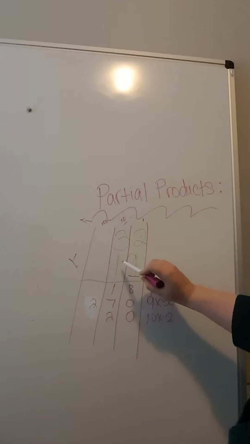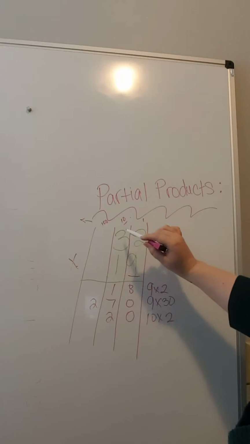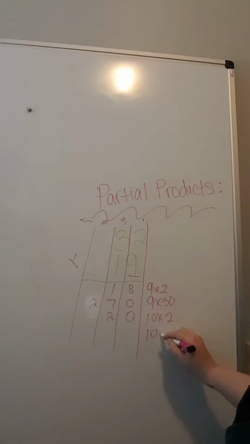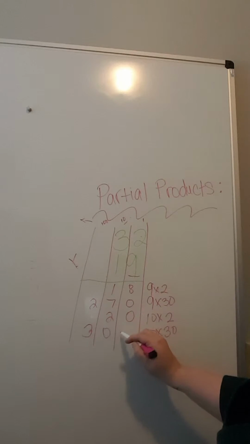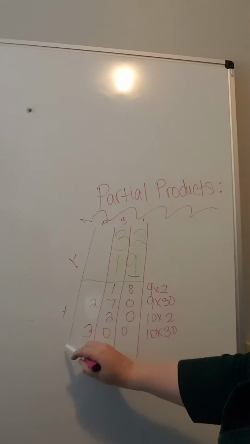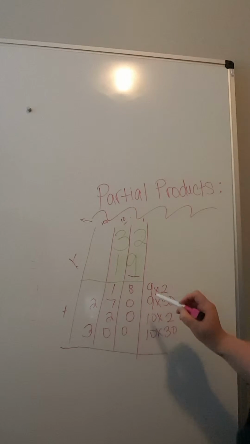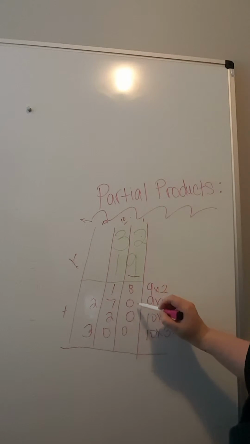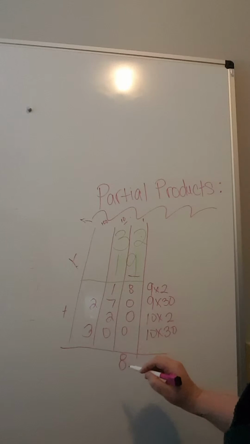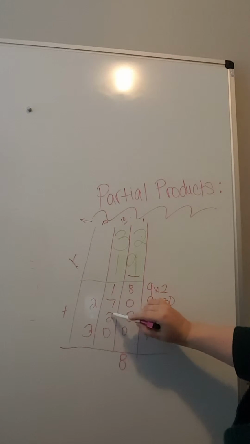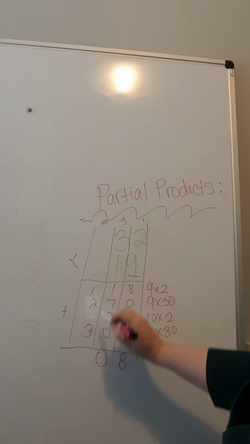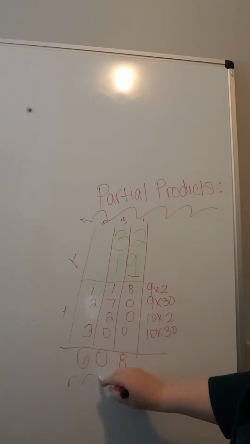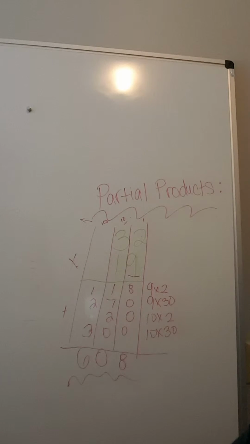And then finally, we'll take the 1, again, it's 10. 10 times 30, which would be 300. So then the last step is just to add these together. So we had 8 plus all these zeros, which is still 8. We have 7, 8, 9, 10. And then finally 3, 4, 5, and 6. So the answer to this one is 608.